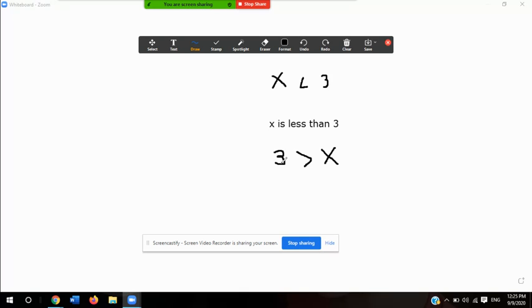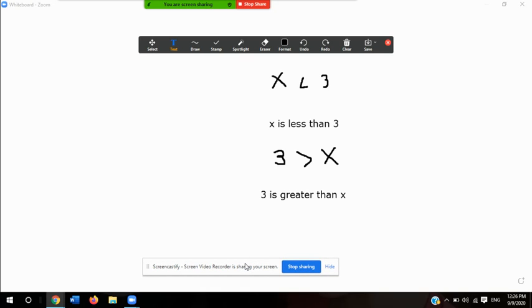So if I read the same statement here at the bottom, but now the 3 and the x are inverted, it's not saying x is less than 3. It's actually saying 3 is greater than x. So again, this is why it's so important that we understand how we read the statement. So this is saying 3 is greater than x. It's the same inequality, just two different ways of reading it, because we read it from left to right.